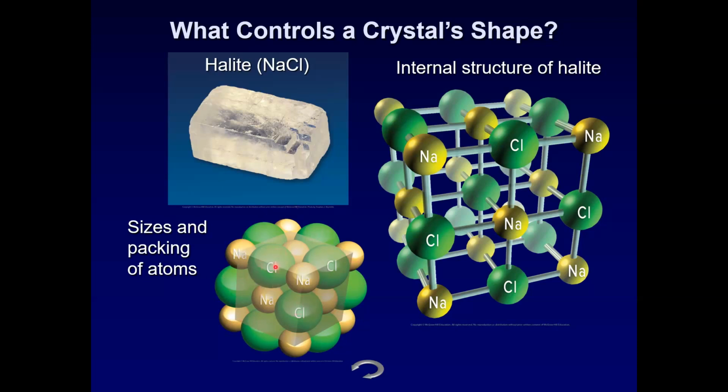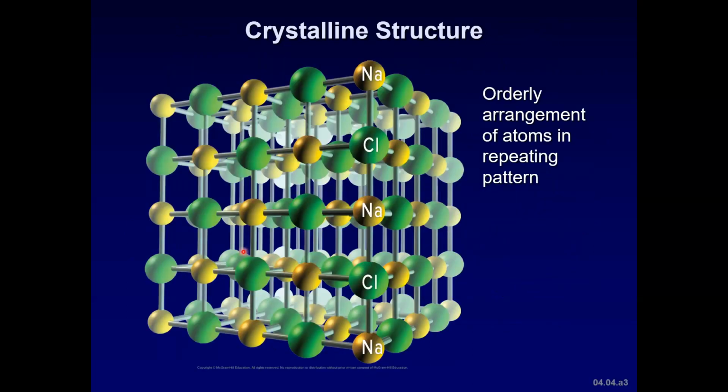The chlorine atoms are bigger than the sodium atoms. And this is, of course, an orderly arrangement of atoms in a repeating pattern. So halite is one pair of sodium and chlorine atoms. Sodium and chlorine alternate in the crystalline structure no matter what direction you look.